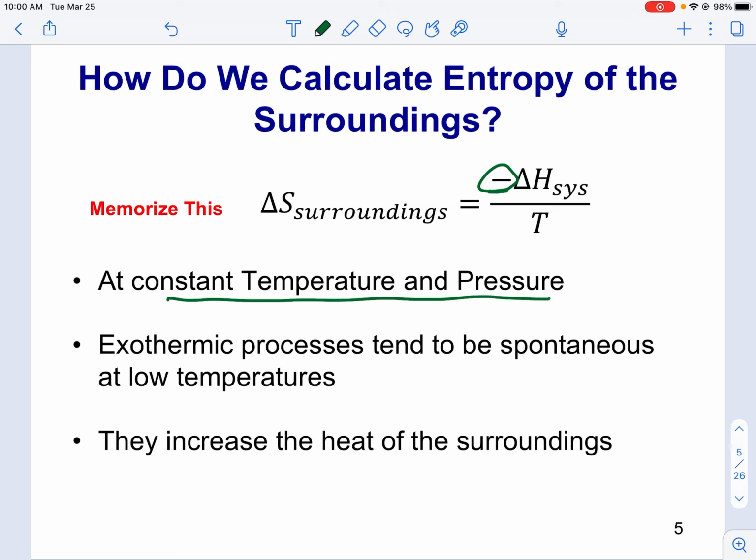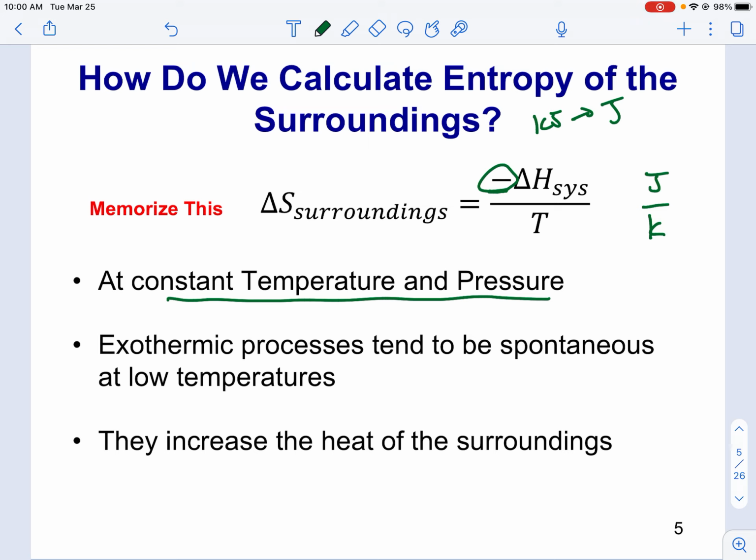Negative delta H of the system could be the delta H for a phase change, or it could be the delta H for a reaction. So it's the negative delta H of the system divided by the temperature. Again, the units here will typically be joules per Kelvin. You typically start out with kilojoules here, so you have to go from kilojoules to joules.